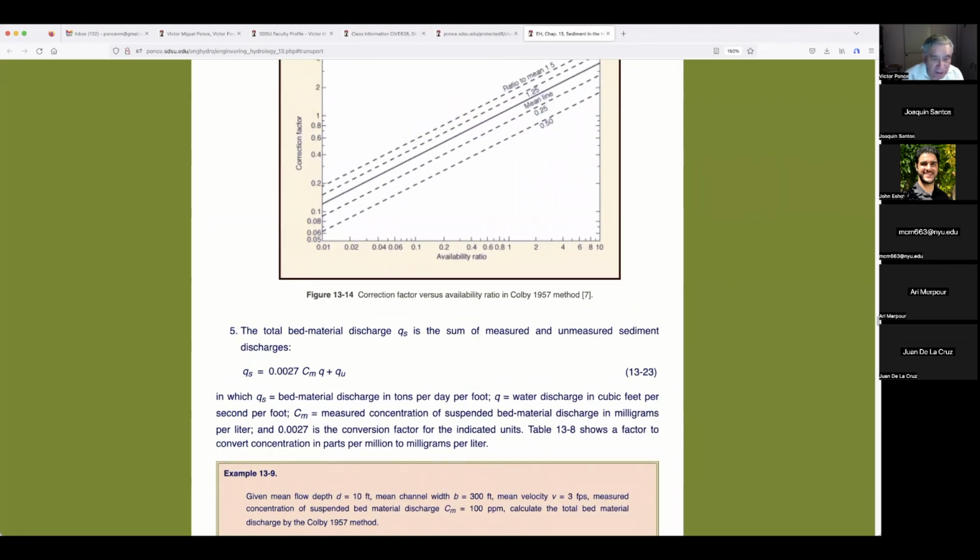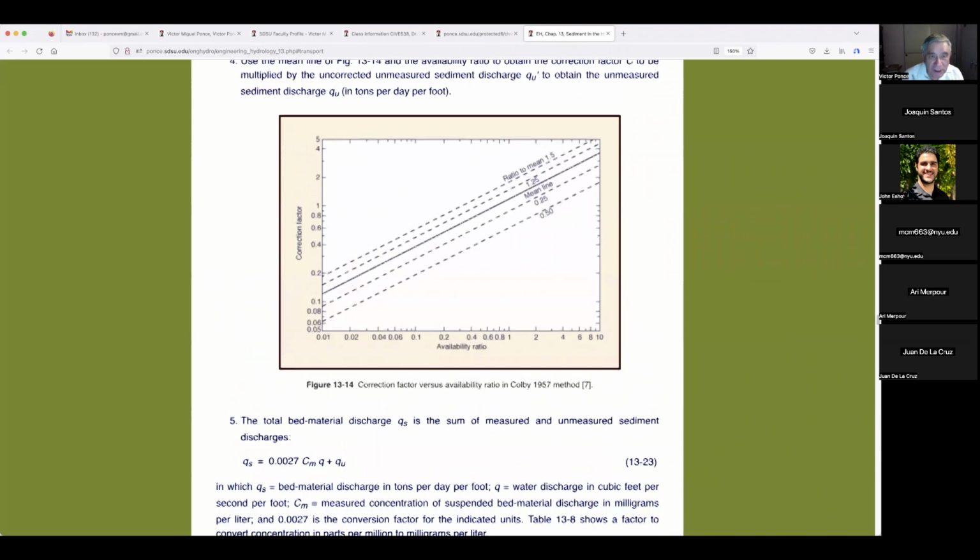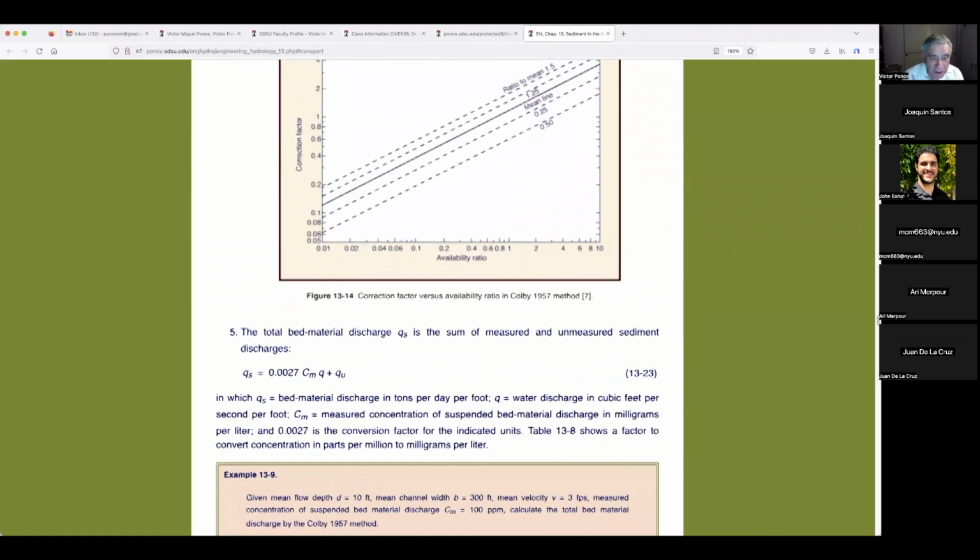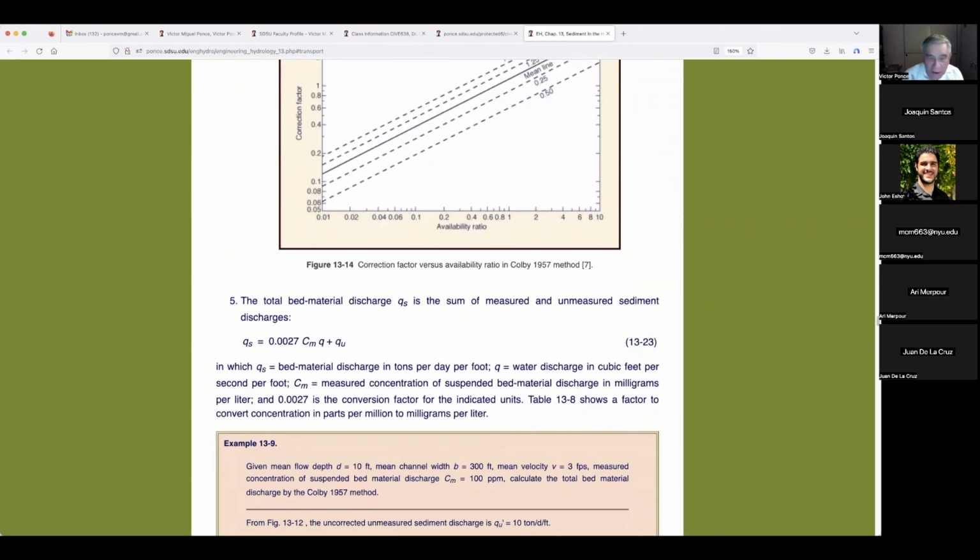The correction factor, the measured and the unmeasured discharges, and the 0.0027 is to convert to the proper units. I'm going to give you an example. At the end of the class, when we talk about measurements, I'm going to ask you to develop the 0.0027. It's an exercise in handling units, which we should be good at, because if we don't, then we'll mess up.